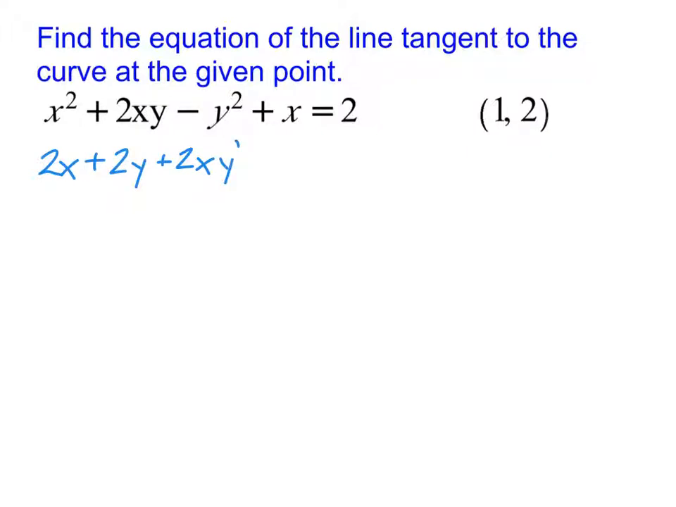So these two terms come from multiplying that out and using product rule. Then minus the derivative of y squared, which gives me 2y prime, again because it's chain rule, the y function within the squared function, plus the derivative of x, which is 1, equals the derivative of 2, which is 0. And now that you've found your derivative, you can now worry about solving it for y prime.